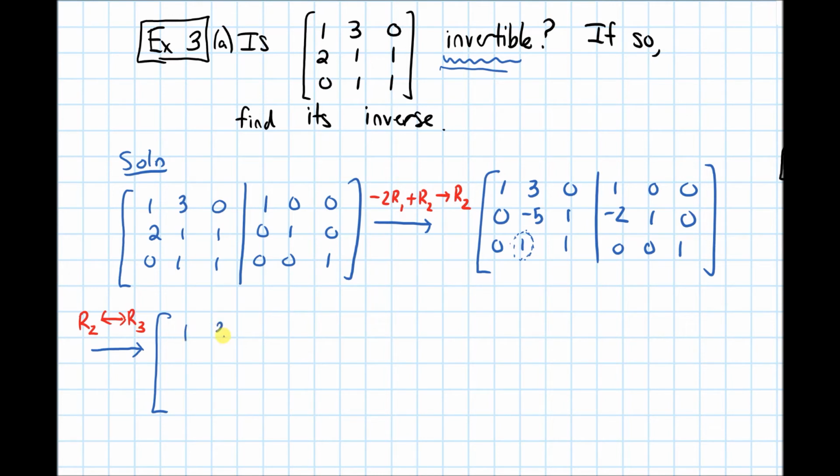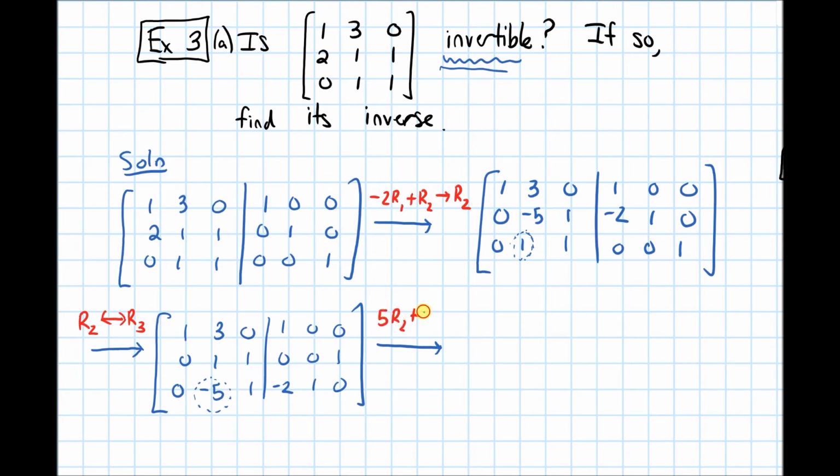So the first row is still 1, 3, 0, 1, 0, 0. Now the second row is 0, 1, 1, 0, 0, 1. And the third row is 0, negative 5, 1, negative 2, 1, 0. Okay, so now I can go ahead and zero out this negative 5. I'll do that by taking 5 times row 2 and adding it to row 3 and inserting that into row 3.